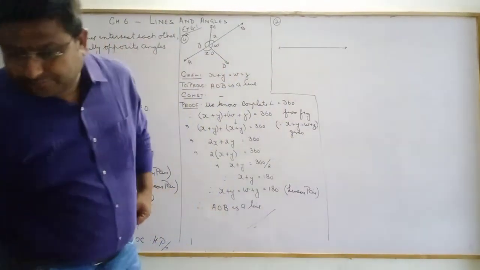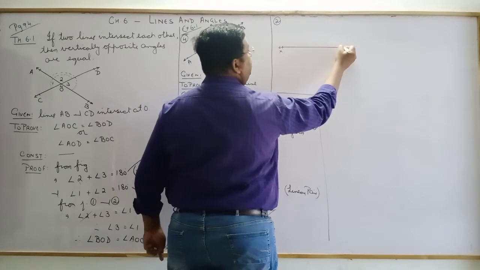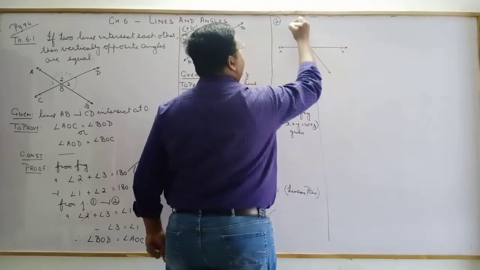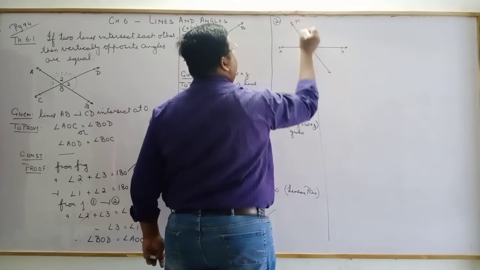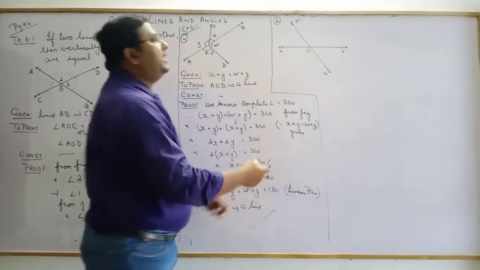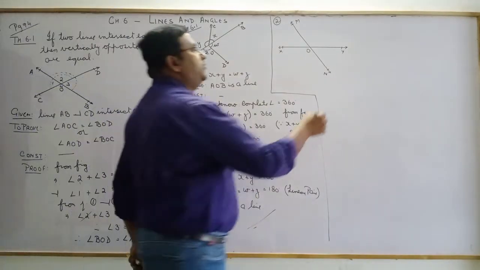This is one line, XY, and this is another line. M and N intersect at O. Clearly he is mentioning two lines, so vertically opposite angles will be equal.